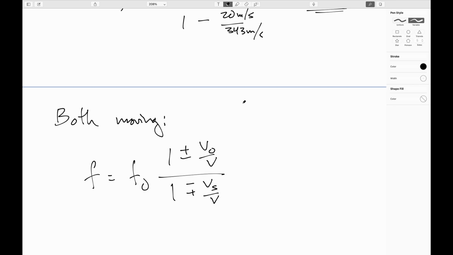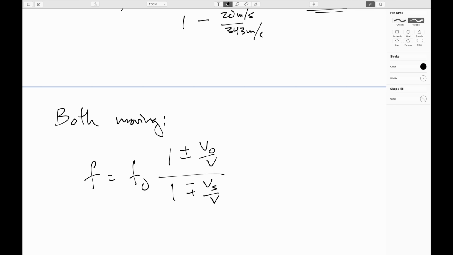But with sound, there is a true fixed observer, someone stationary with respect to the air. And so here all four possible signs are possible.